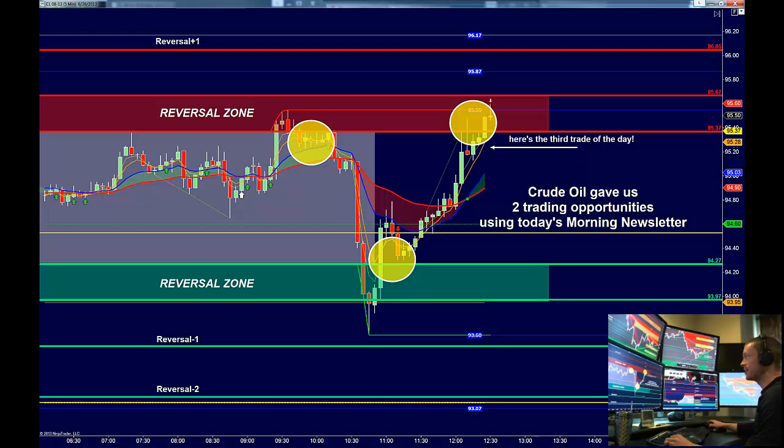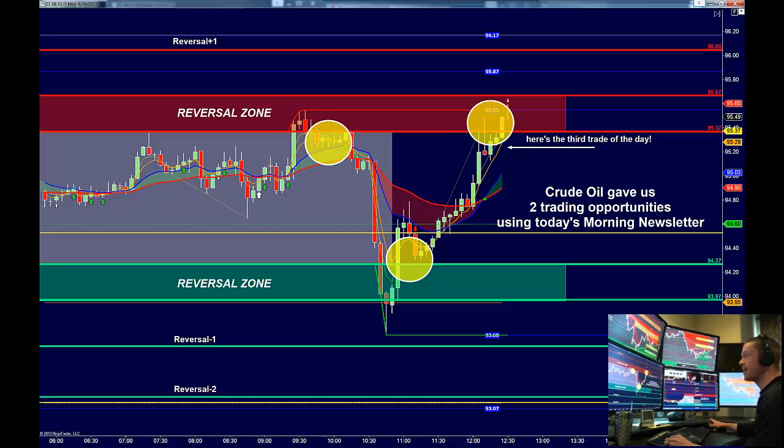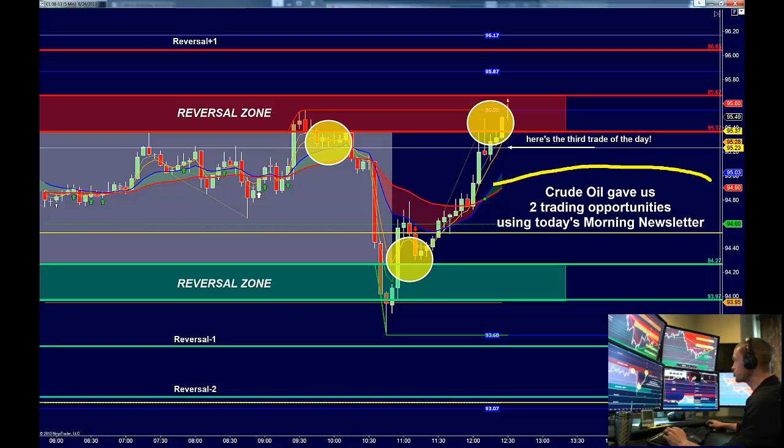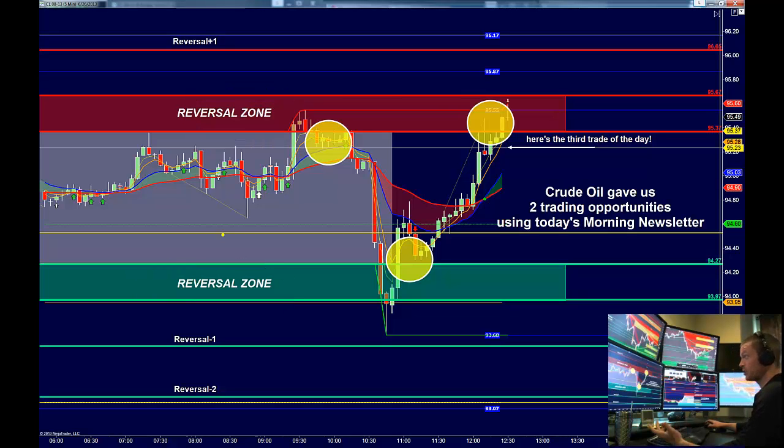And what do we see here? Look what we have here. I would say that was a pretty easy job today. Good work on this one. You'll notice we had two opportunities to trade using the zones that we gave you this morning in the morning newsletter. The first one came selling the reversal zone at the top. The second one came buying the reversal zone at the bottom. Guys, it doesn't get much easier than that.